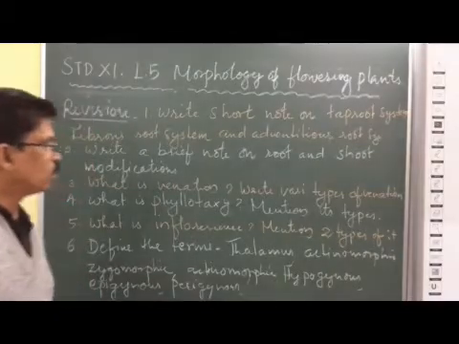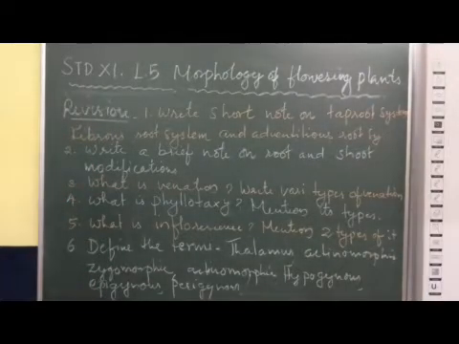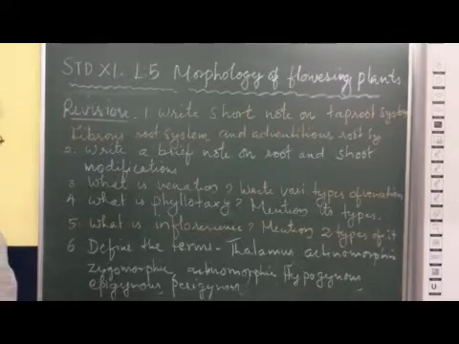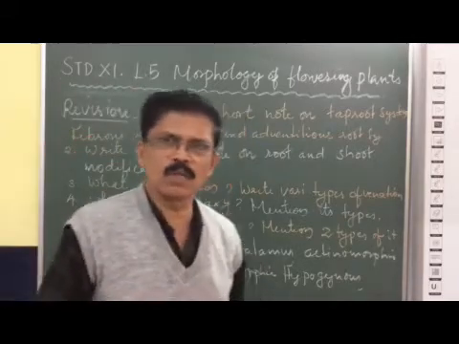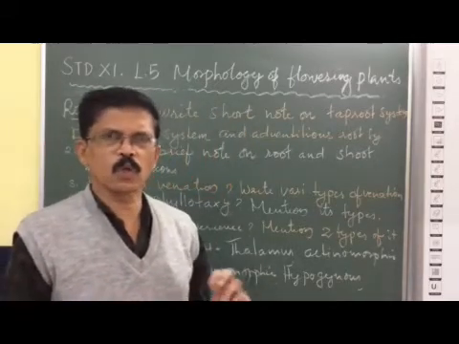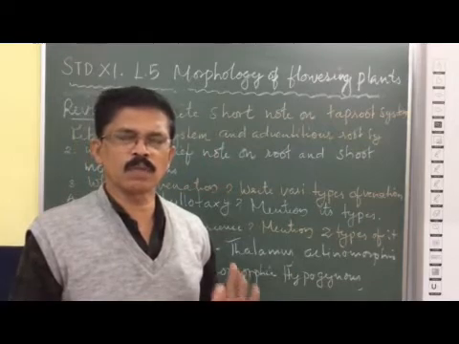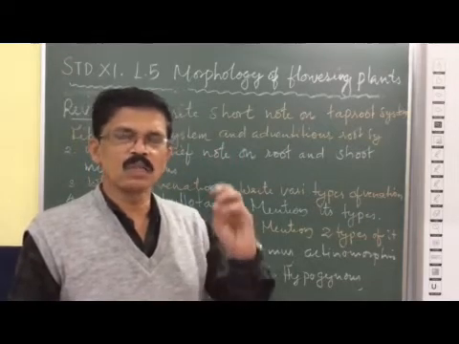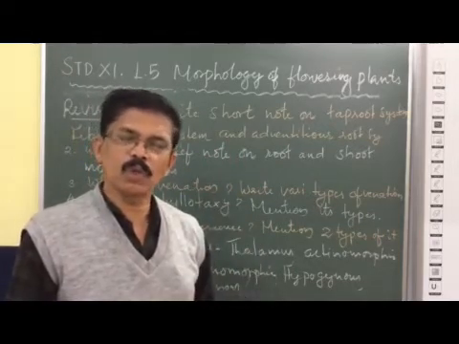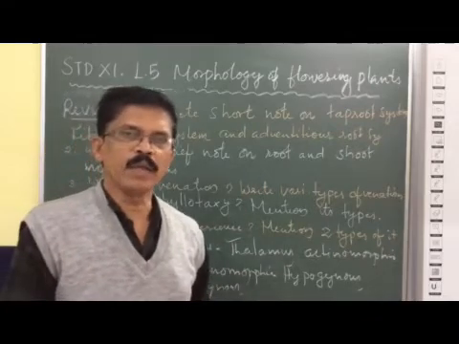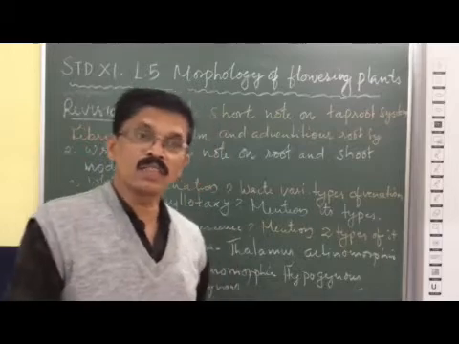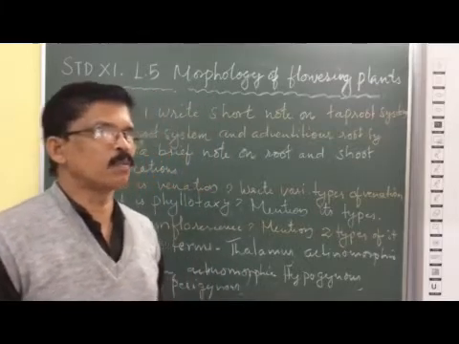Now the third one, adventitious root system. The roots formed from any part of the plant body other than the radicle, particularly from the nodes of the stem, are called adventitious roots. So it is not formed from the radicle. The roots formed from any part of the plant body other than radicle are called adventitious root system.